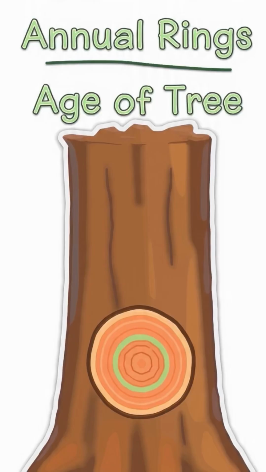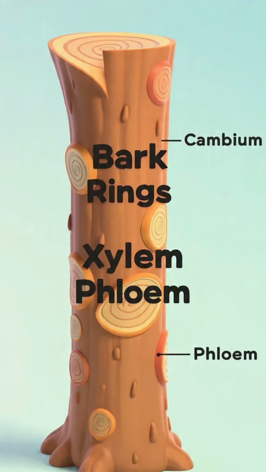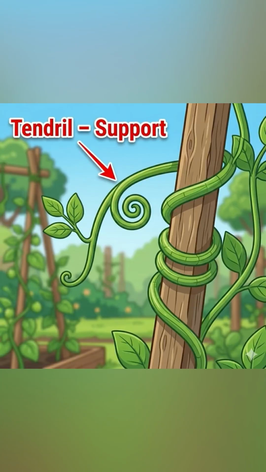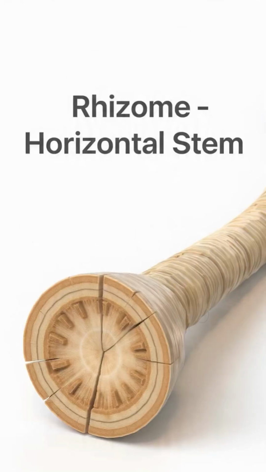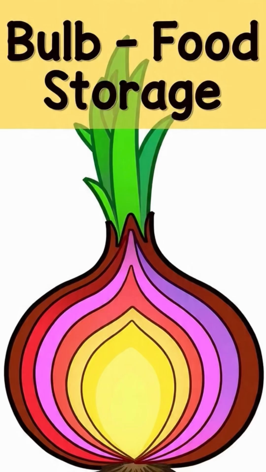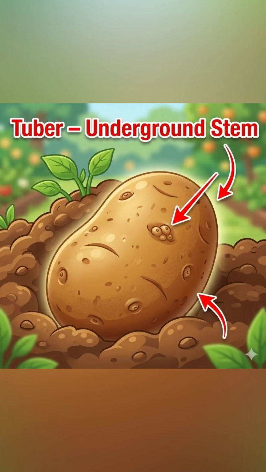Woody stems have layers: bark, cambium, xylem, phloem. Bark protects the plant. Cambium grows, xylem transports water, and phloem transports food. Stem modifications. Tendrils help plants climb. Tuber, potato, stores food underground. Rhizome, horizontal stem for spreading. Bulb, onion, stores food in layers. Stolon, horizontal stem for vegetative propagation. So these modifications show how stems adapt to storage, support, and reproduction.